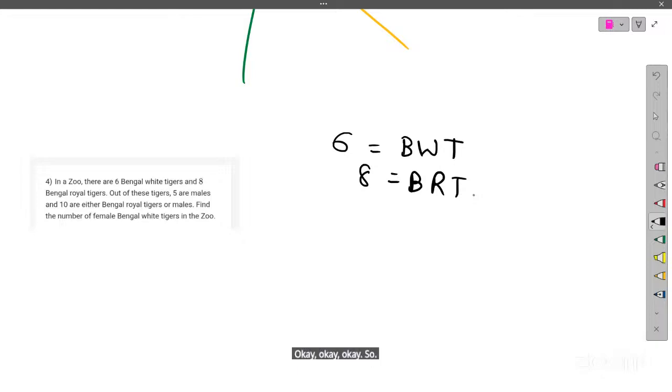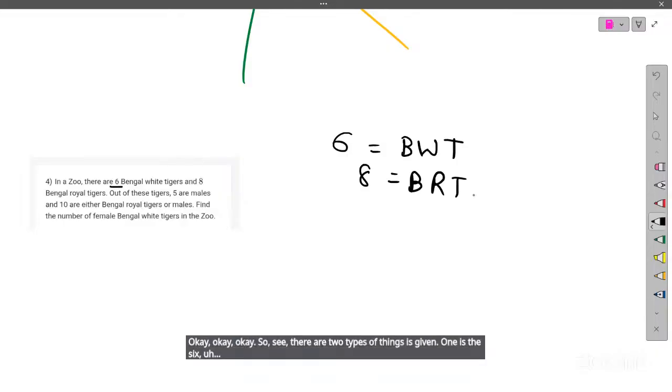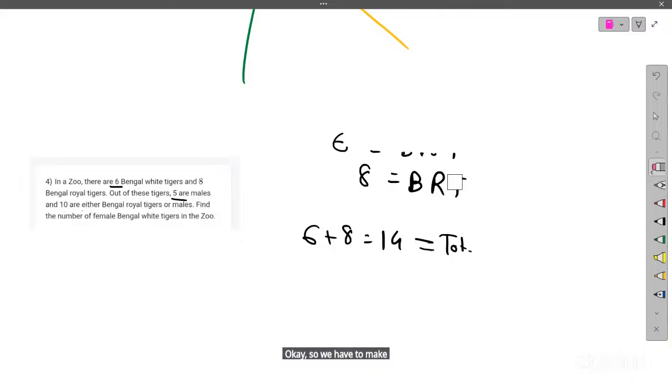So see, there are two types of information given. One is the 6 Bengal white tigers and 8 Bengal royal tigers. So you can say that there are 6 plus 8, which means in total we have 14 tigers. So this is the total. And the other information is that out of these, 5 are male and 10 are either. Okay, so we have to make the sets first.